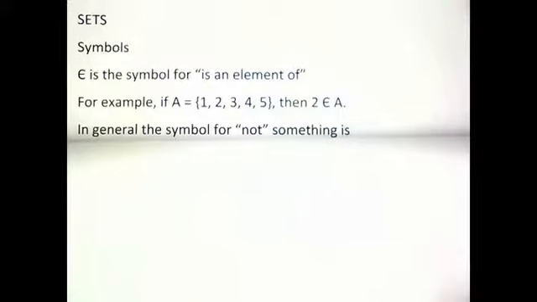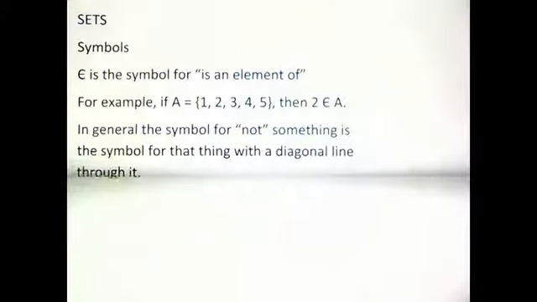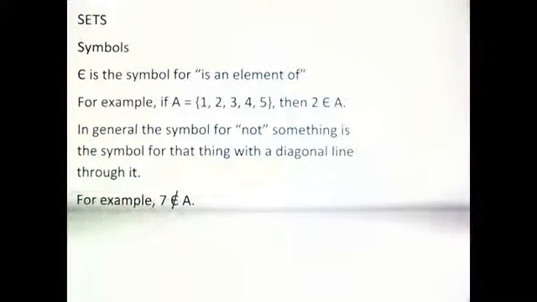Now, in general, when we write something is not something, we simply take a diagonal line and put it through the symbol for it being that. So the standard way of saying that something is not an element of a set would be to write that diagonal line slash through the symbol for is an element of. And you would read that 7 is not an element of A.